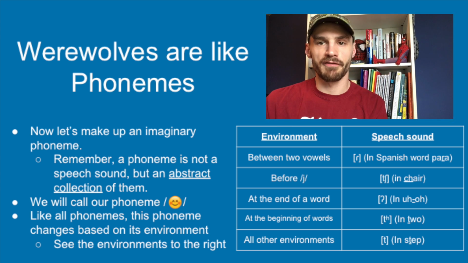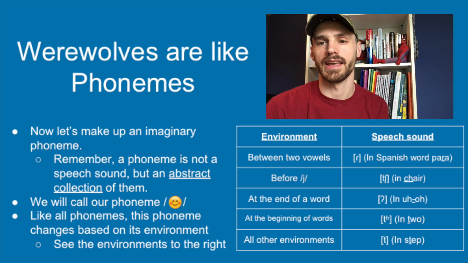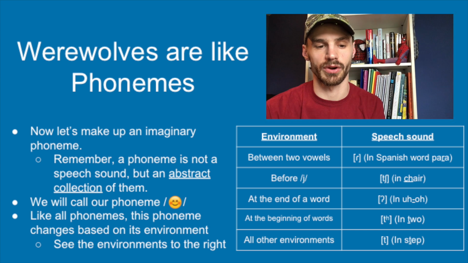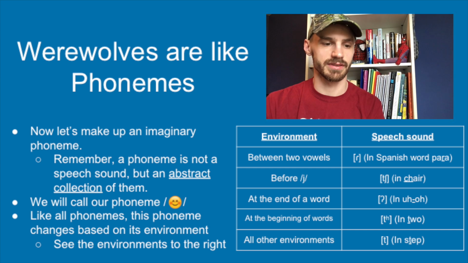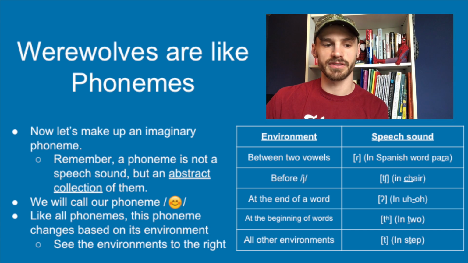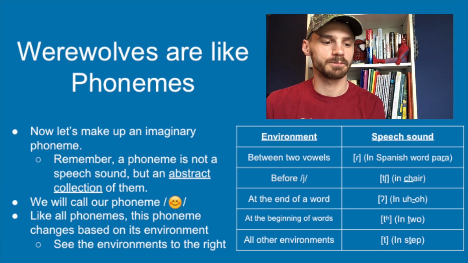All right, the first environment that this phoneme can be found in is between two vowels. And when it occurs between two vowels, we would call this sound a tap. And that's the same sound that is found in Spanish words that have an R. So, for example, like the Spanish word para. That's the sound that this phoneme is going to take. Before a y sound, this phoneme is going to turn into an affricate, like ch in chair.